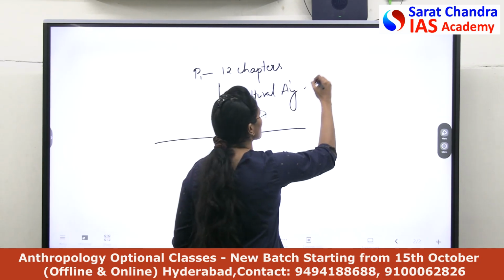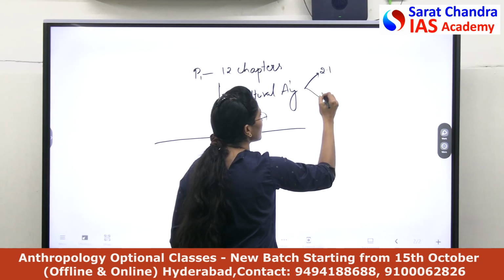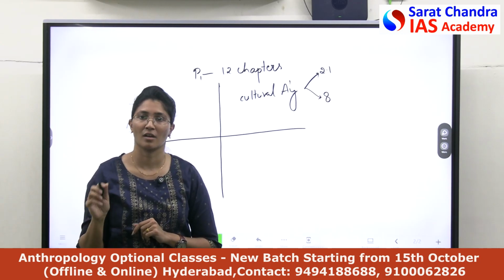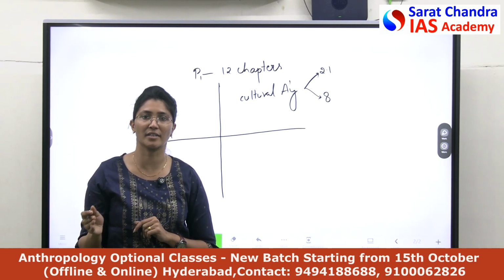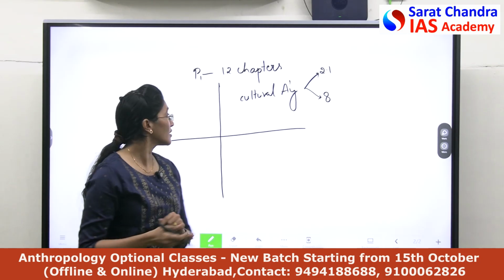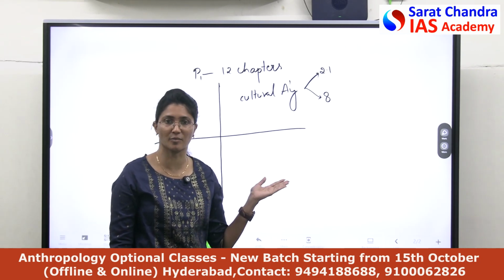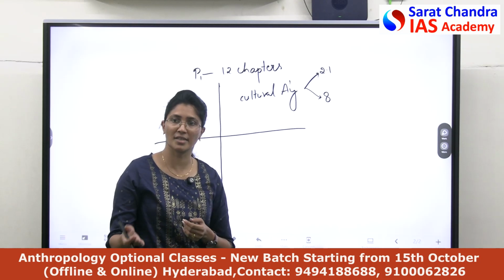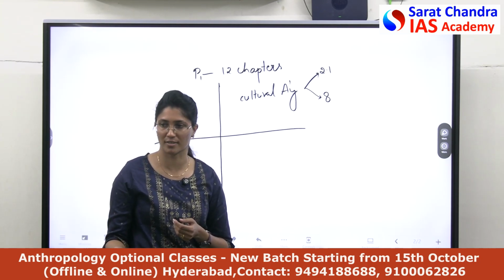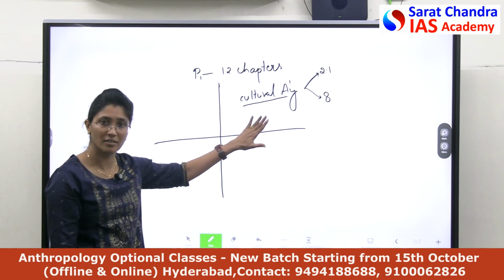In cultural anthropology, you have chapters 2.1 to 8. 2.1 is culture, 2.2 society, 2.3 marriage, 2.4 family, 2.5 kinship, and 3 is economic anthropology, 4 is political anthropology, 5th is religion, 6th is anthropological thought, 7th is language, and 8 is research methodologies. So all these are covered under socio-cultural anthropology, right?